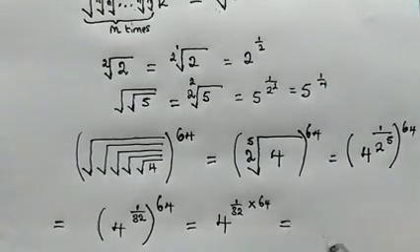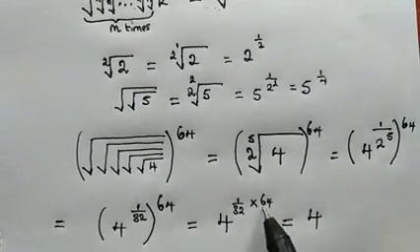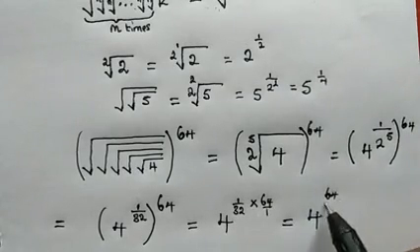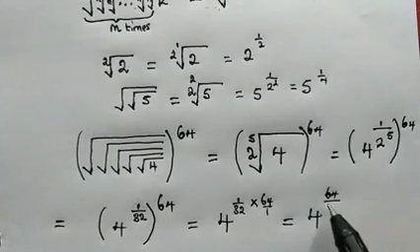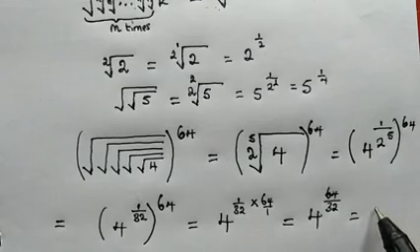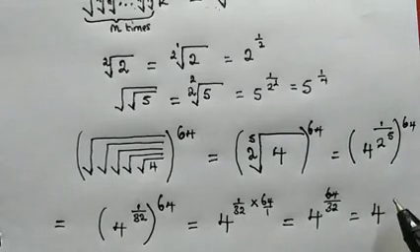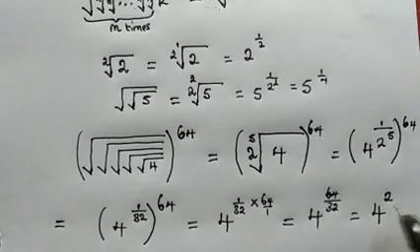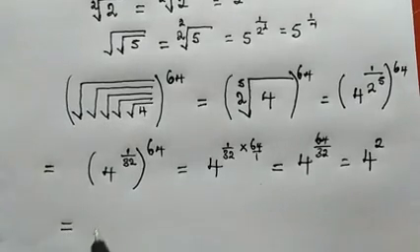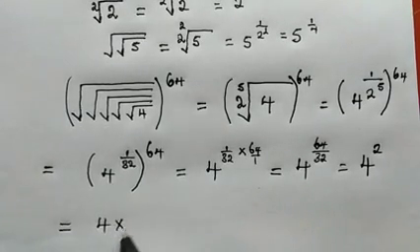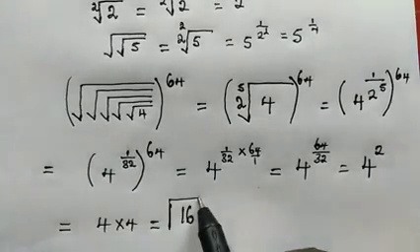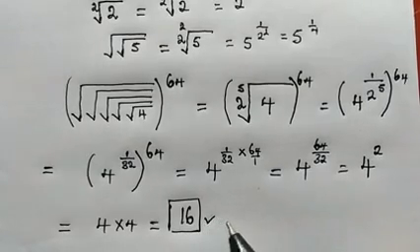So this is equal to 4 to the power of 64 times 1 over 32 times 1, which is 64 divided by 32. We know very well that 64 divided by 32 is 2, because 32 times 2 is 64. So 4 to the power of 2. From here we get our answer, which is equal to 4 squared, meaning 4 times 4, which is equal to 16. So therefore the answer is 16.